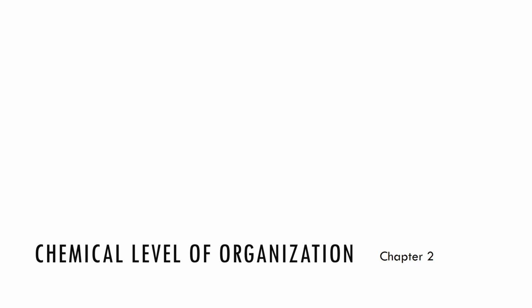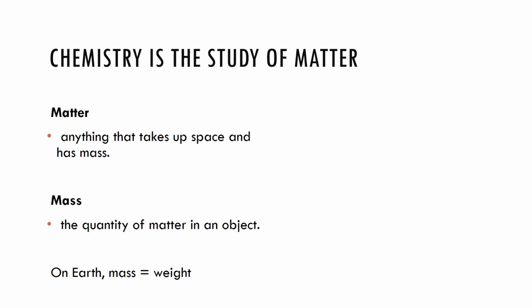The next chapter we're going to cover is the chemical level of organization. And the first thing we're going to talk about is matter and mass. Matter is anything that has mass and occupies space. There are 3 states of matter that we will examine.